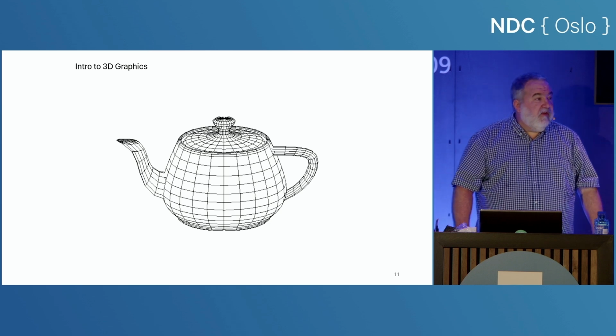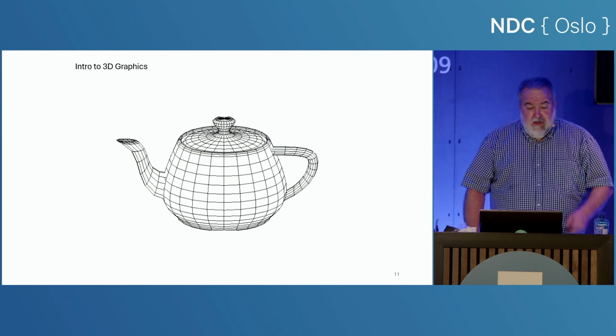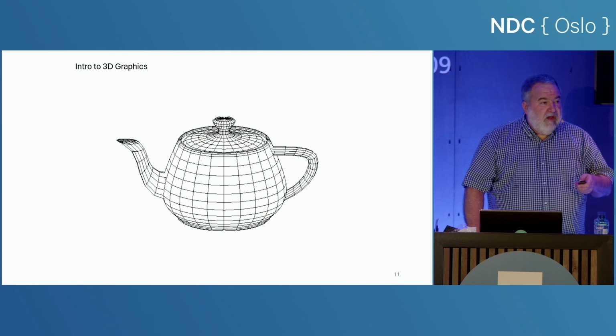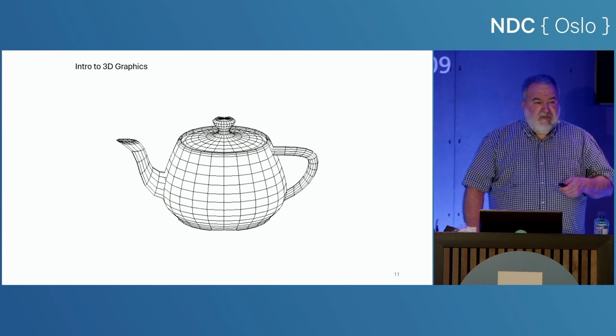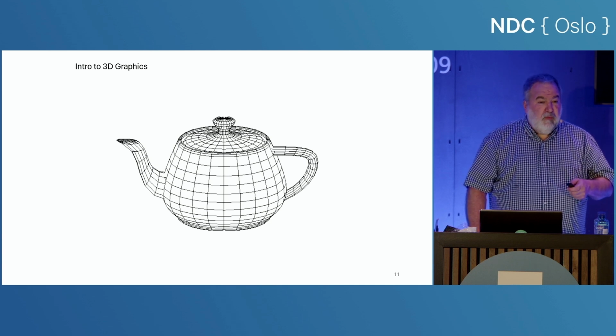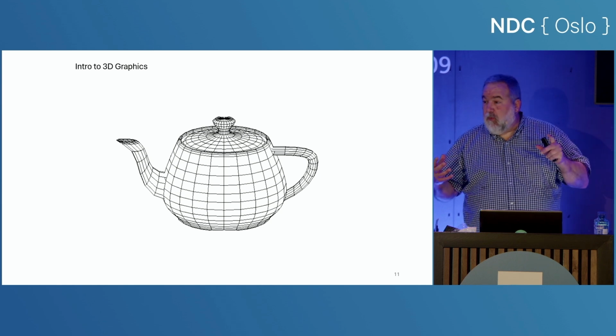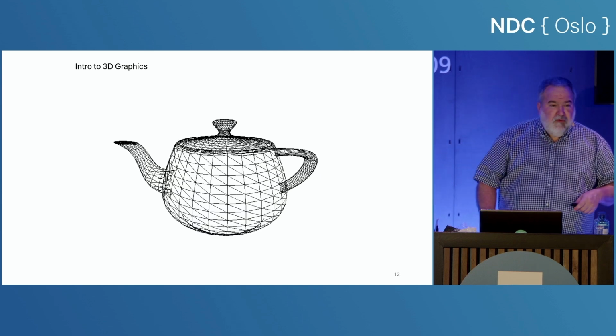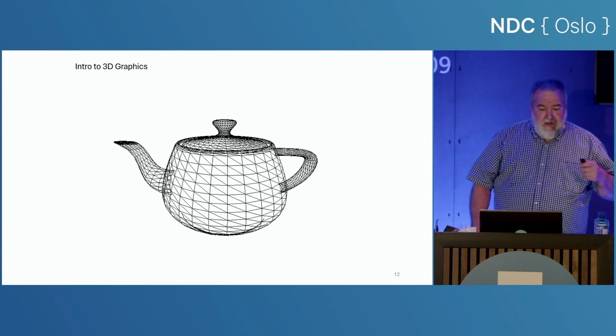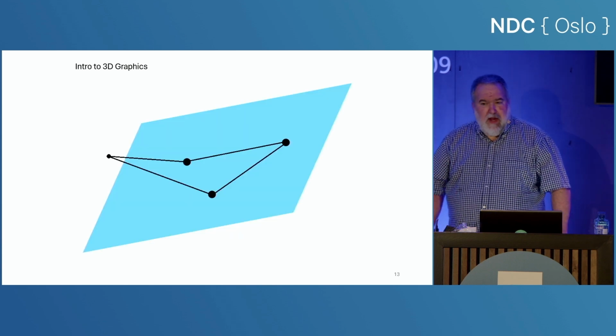You've probably all seen the classic teapot. This is wireframe, typically. There's squares on here. We don't really do squares. You can do squares with wireframes if you want to just see the silhouette around it. We do lots of triangles. So why do we do triangles?